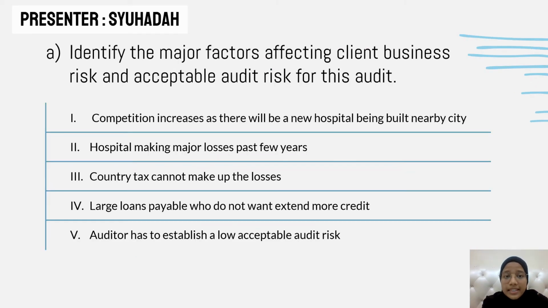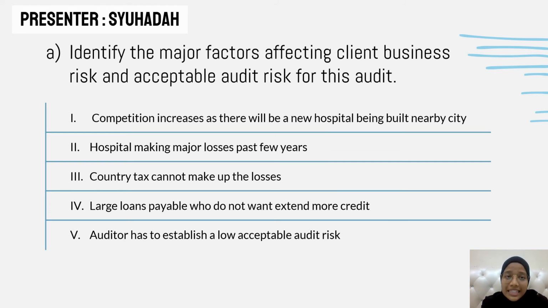Next, I will present the answers that I have discussed with my groupmates. For the first question, identify the major factors affecting client business risk and acceptable audit risk for this audit. The major factor affecting client business risk is, first, that a hospital with modern facilities is being constructed in a nearby city, which will increase the competition. Thus, this will increase the chances of financial risk.